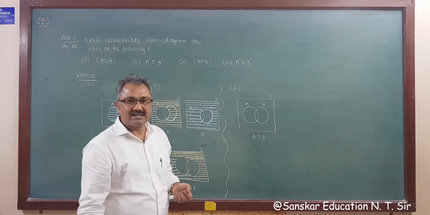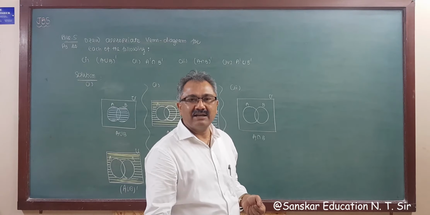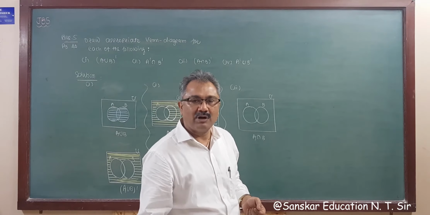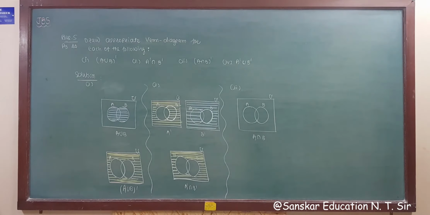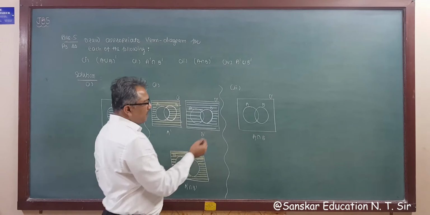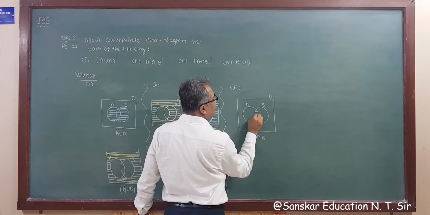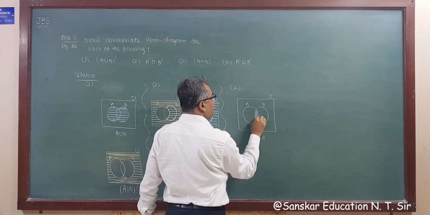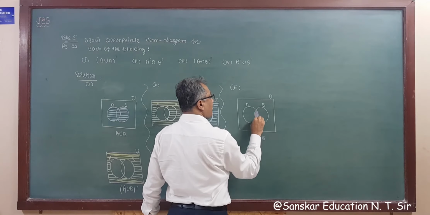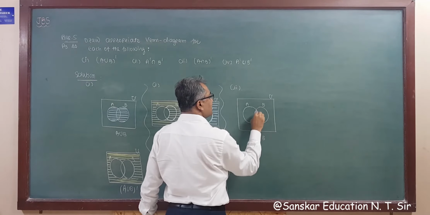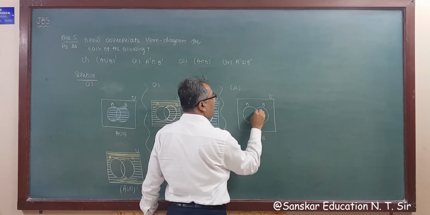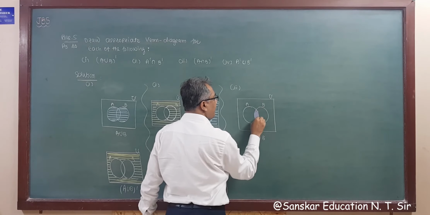A intersection B means the set of all points which are common to both sets. That is, the common part of A and B is called the intersection of A and B. So the common points of these two sets are these points. This is your A intersection B. This portion is the one denoted by A intersection B.